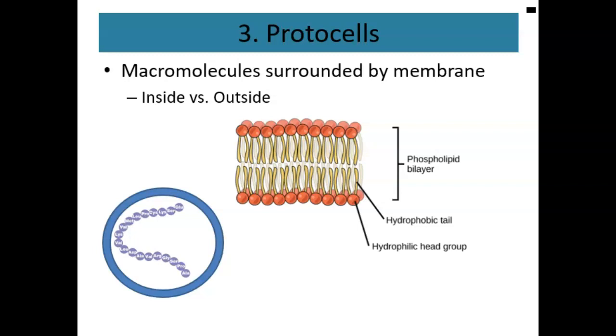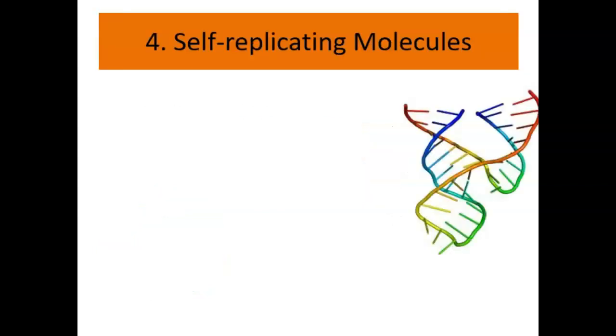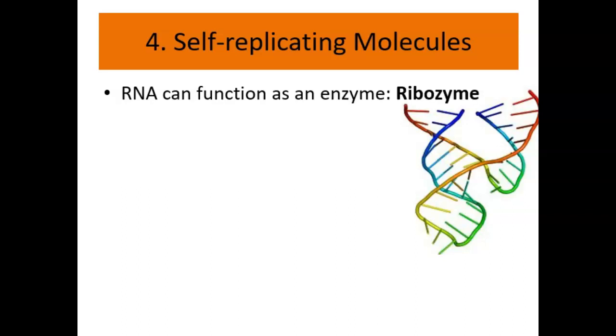All right, not quite enough. We need one more step here. We need to have self-replicating molecules. Molecules that can make copies of themselves, so that information can be passed on from parents to offspring. Well, it's been discovered that RNA can function as an enzyme. We're going to call that, when that happens, a ribozyme. So most enzymes are going to be proteins, but not all of them. Ribozymes are RNA enzymes. Now, it also turns out that some ribozymes can actually make copies of RNA.